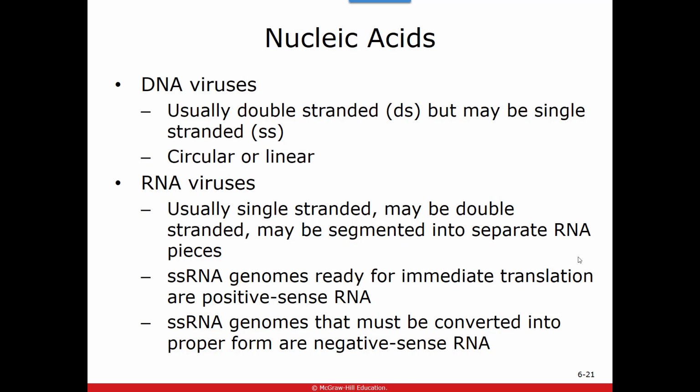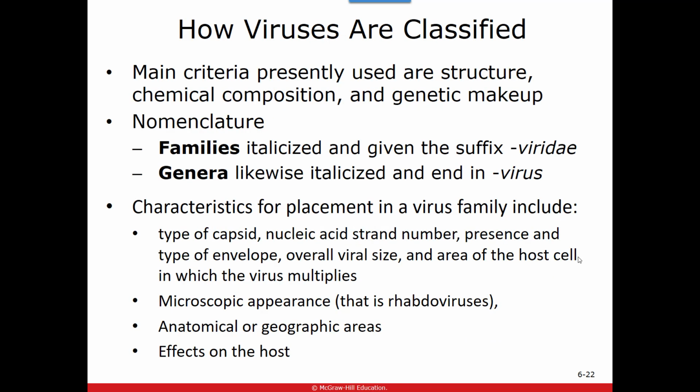So there's lots of different things that they can have. There's a lot of variety. They can have variety in their shapes. They can have variety in their genetic material. They can have variety if they have envelopes or not. There's a lot of variety, and so we use that to group them.